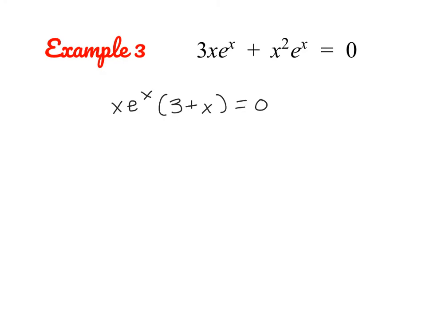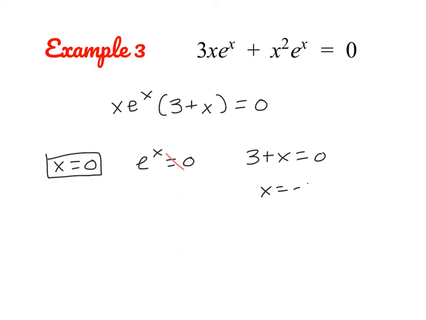So from here, we can actually solve this using the zero product property. So I see 3 separate factors, so I can set them each equal to 0 and look at what we have to work with. So here, x equals 0 will be a solution. If you look at this, e to the x equals 0, well, we know it's impossible to take a positive base, raise it to a power, and get 0, so this is extraneous. So we ignore that factor, and then this gives us x equals negative 3.